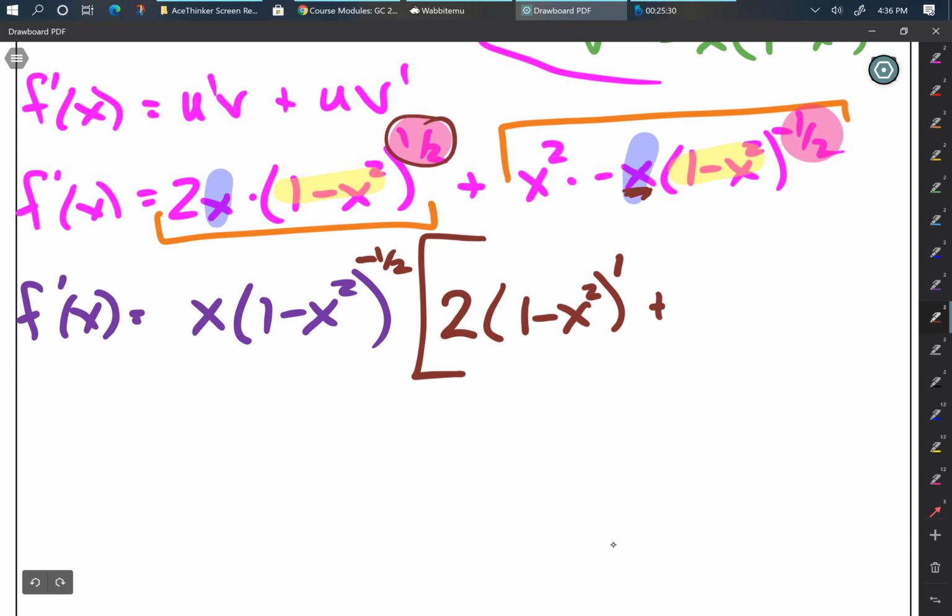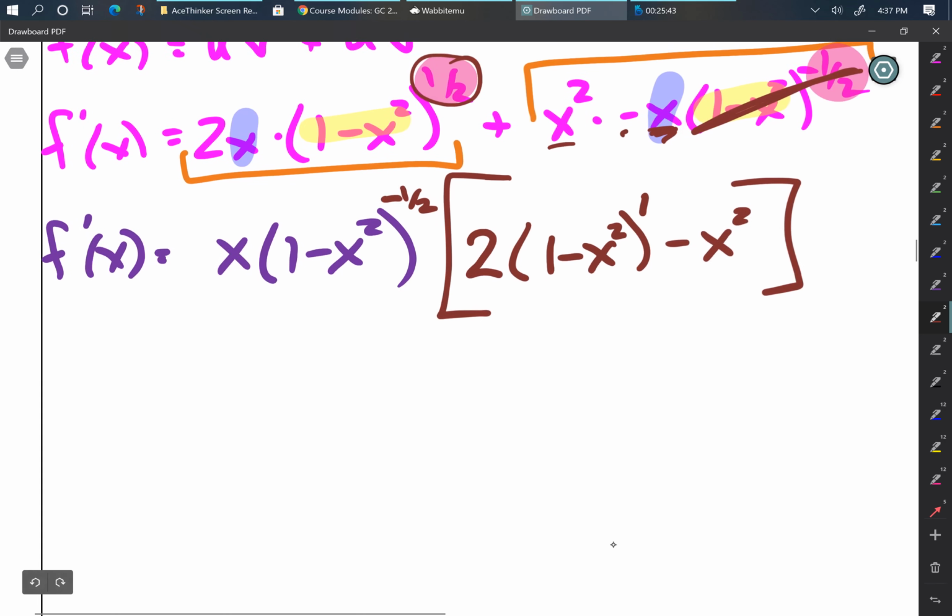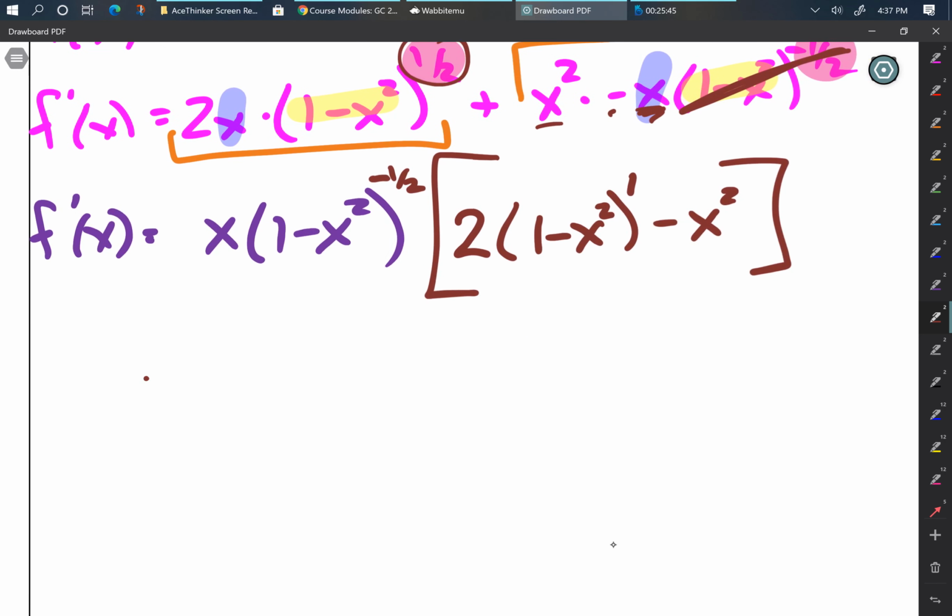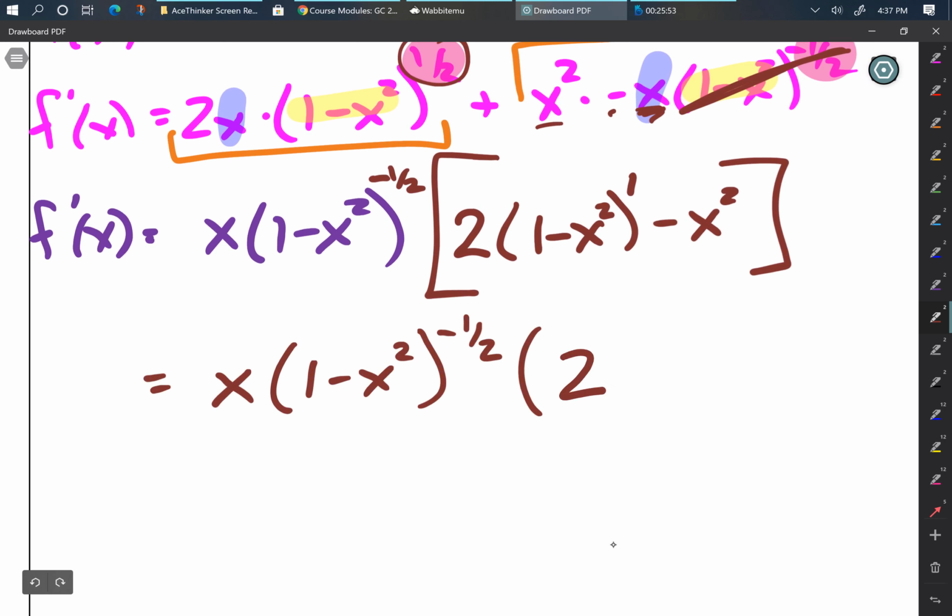Well, I took out this x right here, and I took this whole thing out, but I still have this x squared and that negative, so that really should be minus x squared. Okay, I'm not done yet. I have x times 1 minus x squared to the negative 1/2 times 2 minus 3x squared. And there's my f prime.